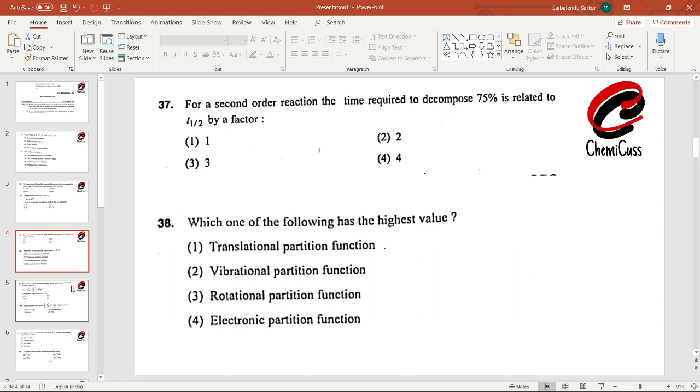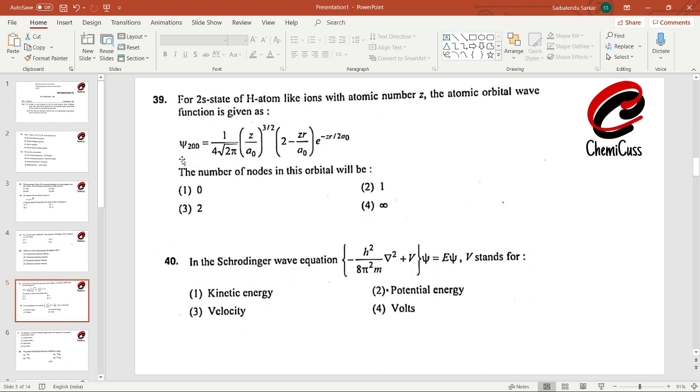We don't have to know the statistical chemistry here, right? Moving on to the next one, which states that for the 2s state of hydrogen-like ions with atomic number Z, the atomic wave function is given by this. So this is the wave function, and we have to tell the number of nodes here.